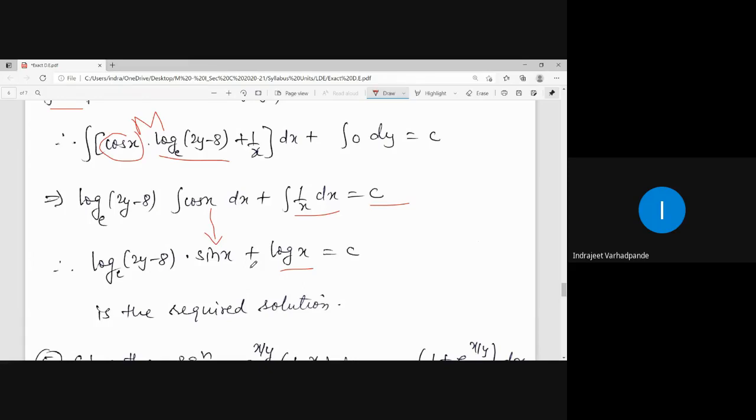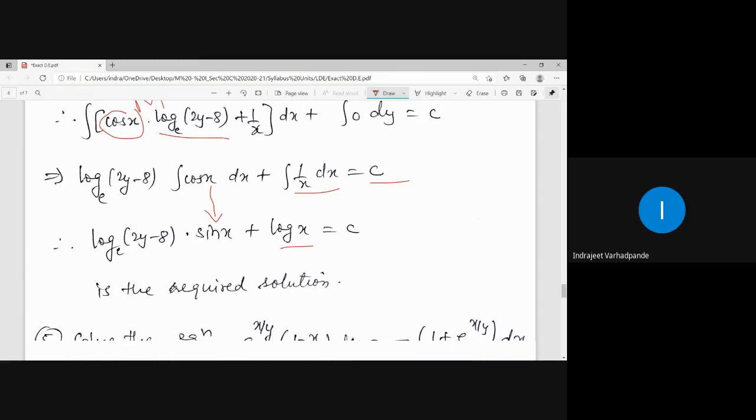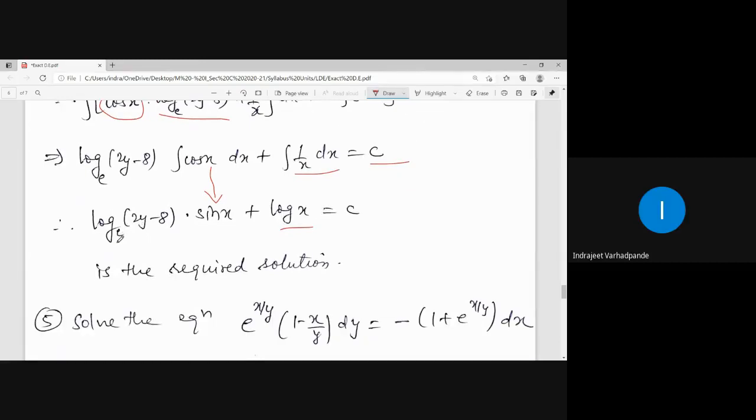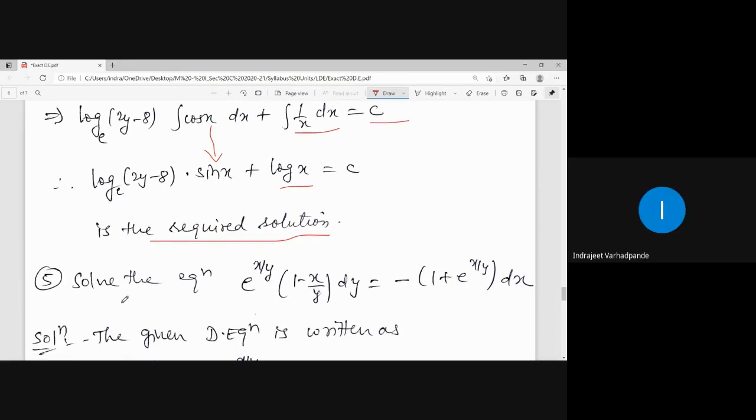Completed with the answer? Yes, sir. So log of 2y minus 8 to the base e. What does this base e represent? Base e is nothing but natural log, right? So log of 2y minus 8 to the base e into sin x plus log x is equal to c. This is the required solution. Clear up to this? Yes, sir. Completed, everybody writing down? Yes, sir. Fine. Note down the next question.